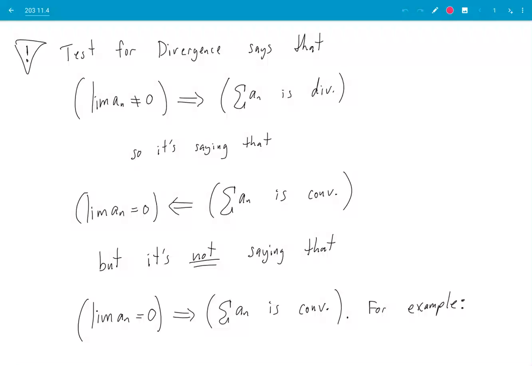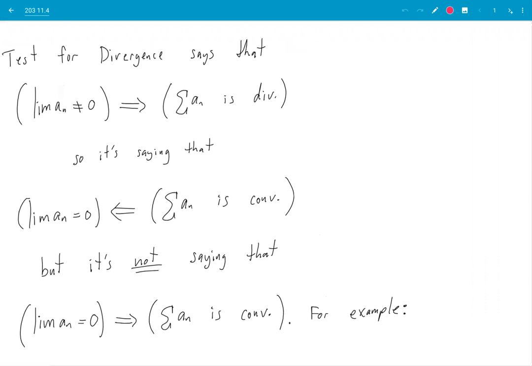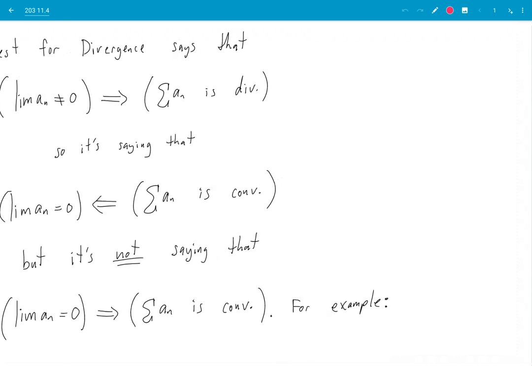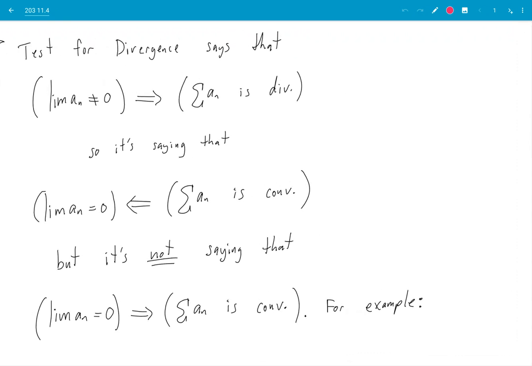Okay, pause and copy this, pause and copy, pause and copy. Okay, some logic here. Just underlining point 2 from above. Maybe I'll expand over here. So we're saying that if the limit of a_n is non-zero, that implies that the corresponding series is divergent.